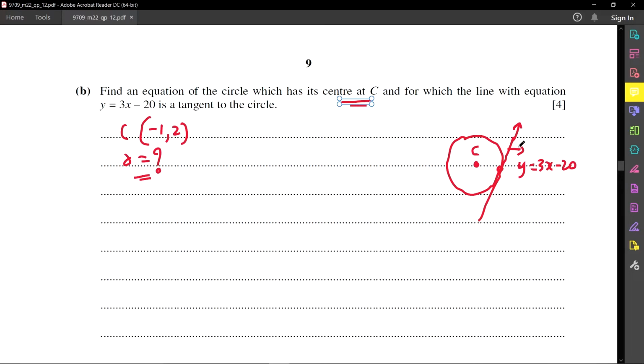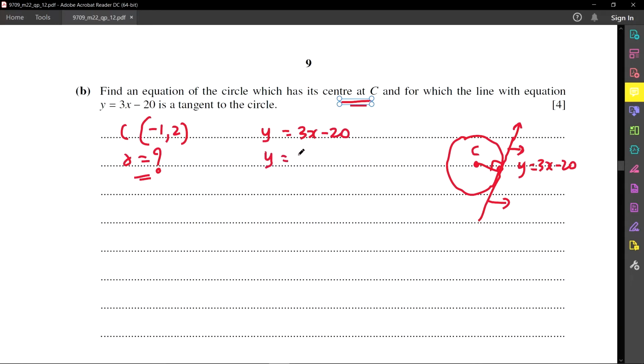Since we know the tangent, we know the radius and the tangent are perpendicular. And here the radial line is nothing but perpendicular to the tangent. So let's find the equation of the radial line. How can we do that? The perpendicular line will have a gradient that is the negative reciprocal of this line. So let's find the gradient of y = 3x - 20. It's very simple. y = 3x - 20.